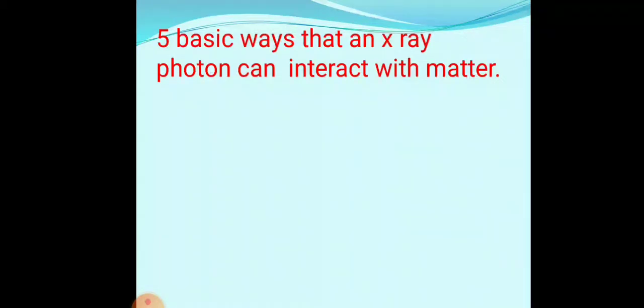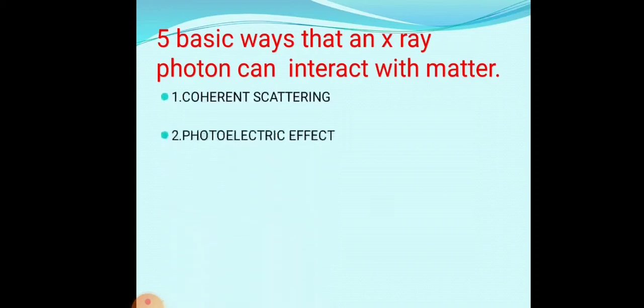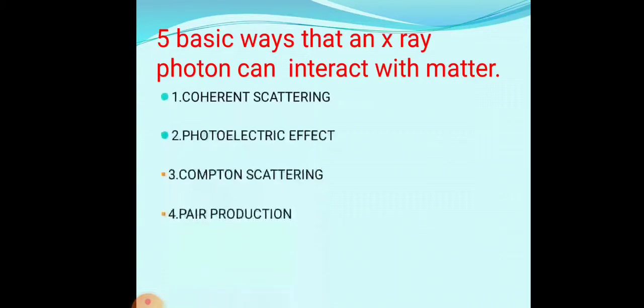There are five basic ways that X-ray photons can interact with matter. The first is coherent scattering, the second is the photoelectric effect, the third is Compton scattering, the fourth is pair production, and the fifth is photodisintegration.